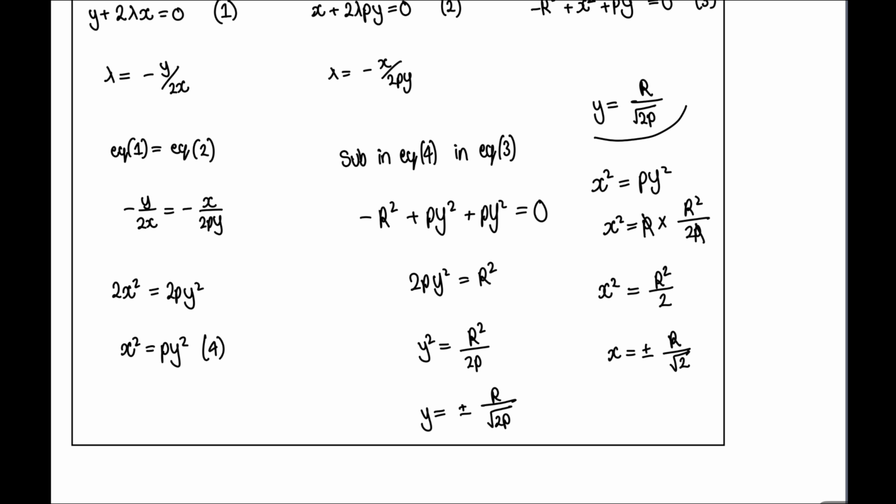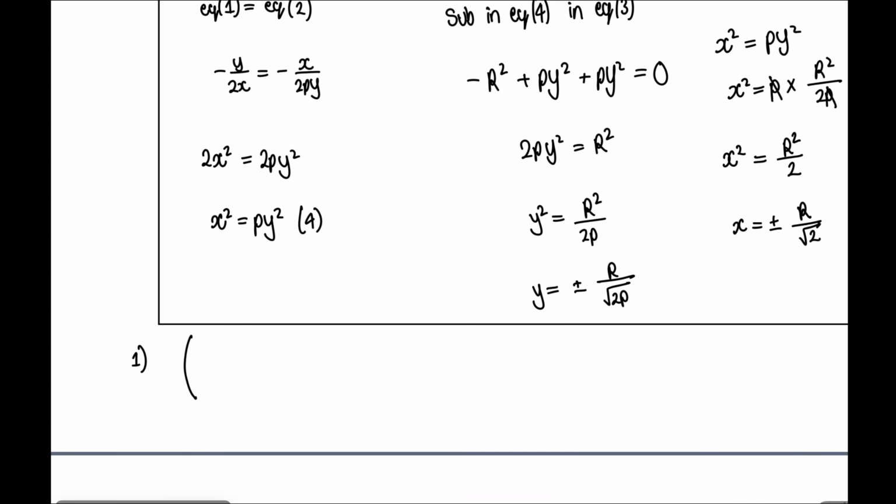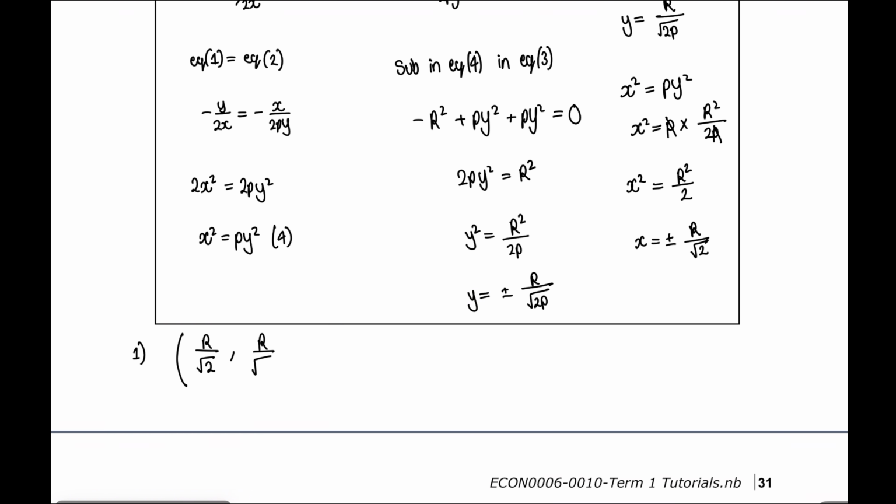So when y is equal to positive r over root 2p, we get two solutions of x. If we label this as our first solution, we get x is equal to r over root 2, y was r over root 2p, and then we will find the value of lambda soon. If we have our second solution, we have minus r over root 2, so this is our negative x value, and y was r over root 2p, and then some value of lambda, which we will find at the end.